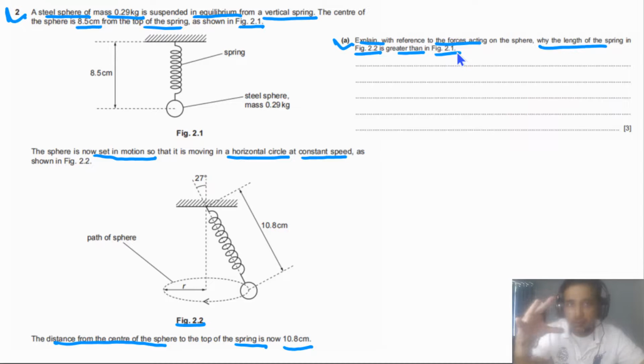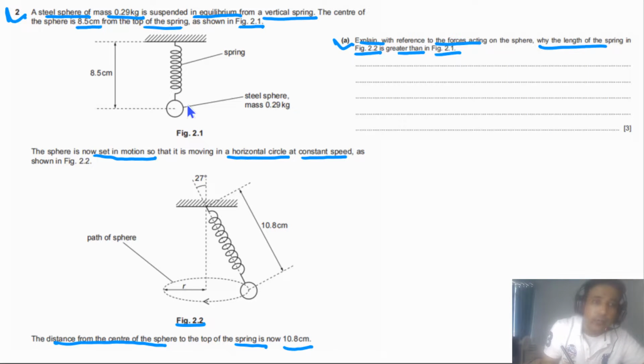A beautiful question, a conceptual question. So read the question, try to think about forces acting on the sphere in figure 1 and forces acting on the sphere in figure 2, and then compare. So that's all you need to do.